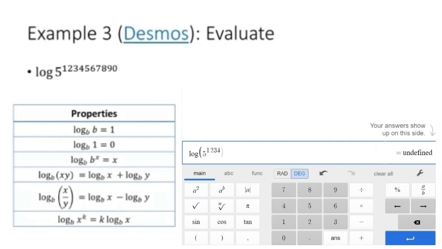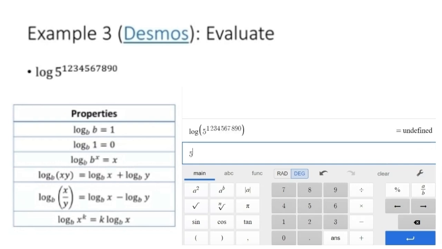The reason why it's saying undefined is when I type in the rest of my exponent, the way Desmos is going to want to evaluate this number is through the order of operations. So first I would want to do 5 raised to the 1, 2, 3, 4, 5, 6, 7, 8, 9, 0, but it's too big of a number for Desmos to handle. And you can see just by having 5 to the 123, we have 9 times 10 to the 85th power, which is a really big number.